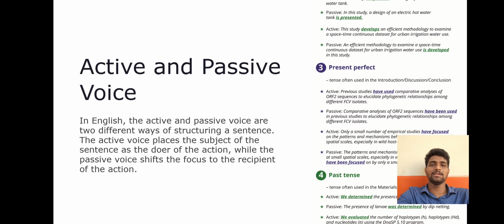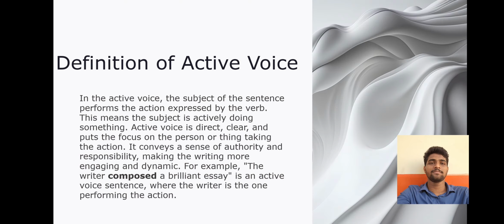Here we have the active and passive voice. In English, the active and passive voice are two different ways of structuring a sentence. The active voice places the subject of the sentence as the doer of the action, while the passive voice shifts the focus to the recipient of the action.